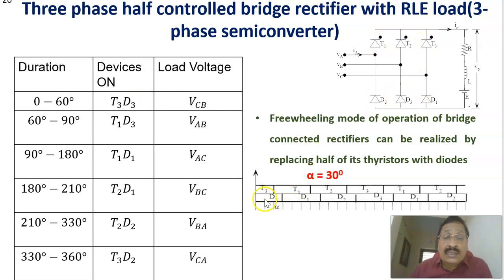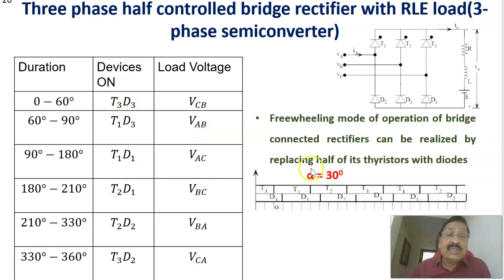And based on that different instant, as I alpha to 30, for example, here we can get T3 and D3. When T3 and D3 are conducting, the corresponding voltage here will be VCB. Similarly, next T1 is triggered, T1 is the incoming SCR, and of course T3 is the outgoing SCR. Therefore, T1 and D3 are conducting. T1 and D3 means here the phase A, and of course D3 means phase B. Therefore, we'll be getting VAB.